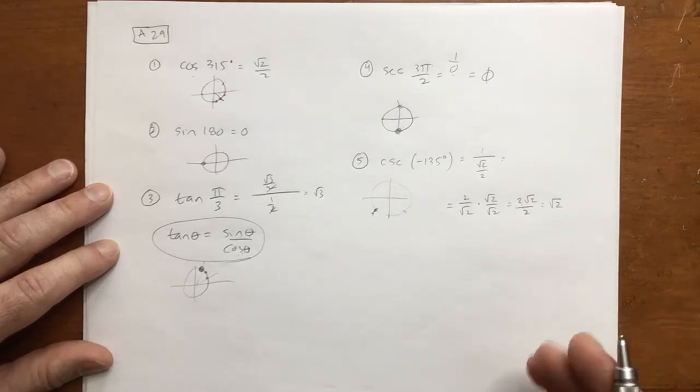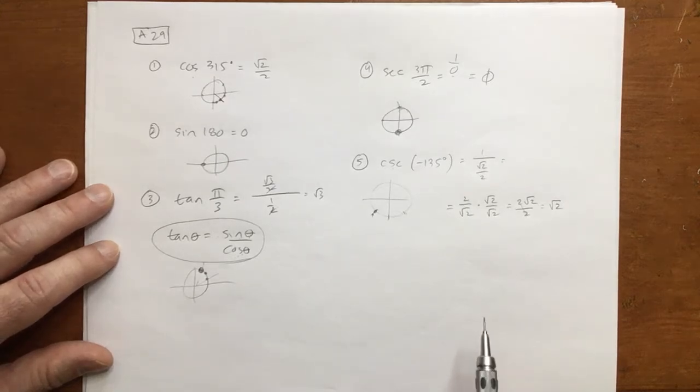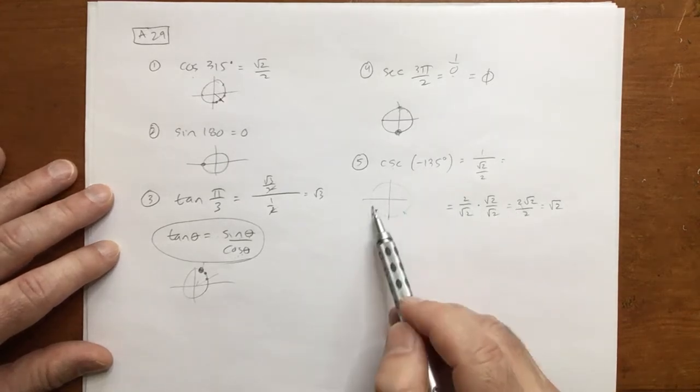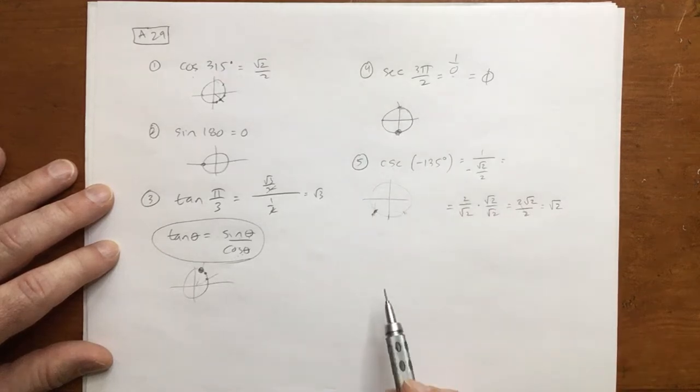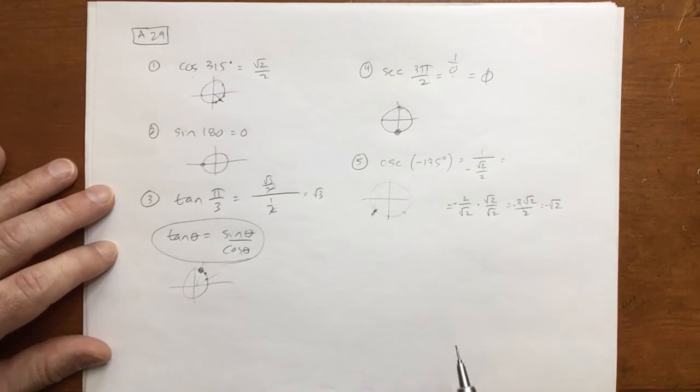Oh, and I made a mistake. Try to figure out what the mistake is. It's the mistake I always make. And since we went down, this should have been negative. All along, that should have been negative. And so my answer is actually negative square root of 2.